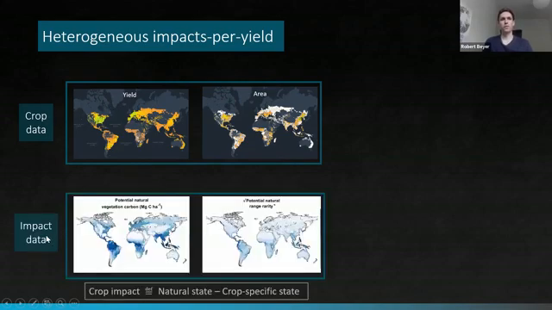We combined those with maps of environmental impacts, and impacts throughout the presentation will be defined as the difference between the natural state and the crop-specific state. For carbon, that means how much carbon is stored in the natural vegetation as opposed to how much carbon is stored in the crop, both with regard to the above ground vegetation and to the soil below ground. Exactly the same applies to biodiversity. We're comparing biodiversity for the natural vegetation and for the crop-specific vegetation.